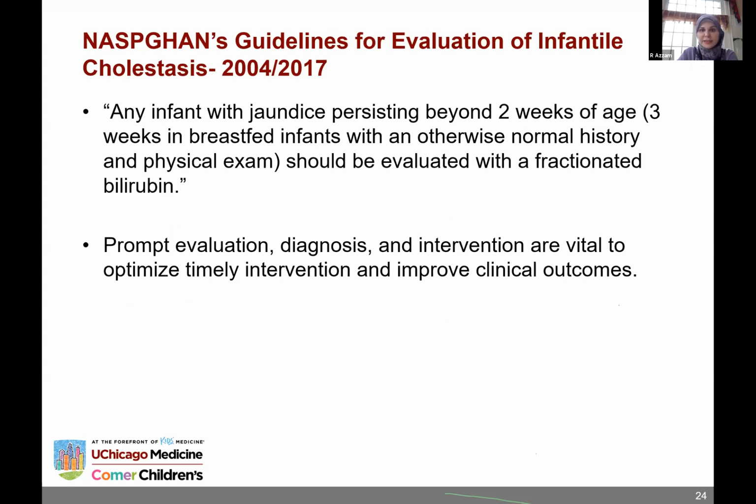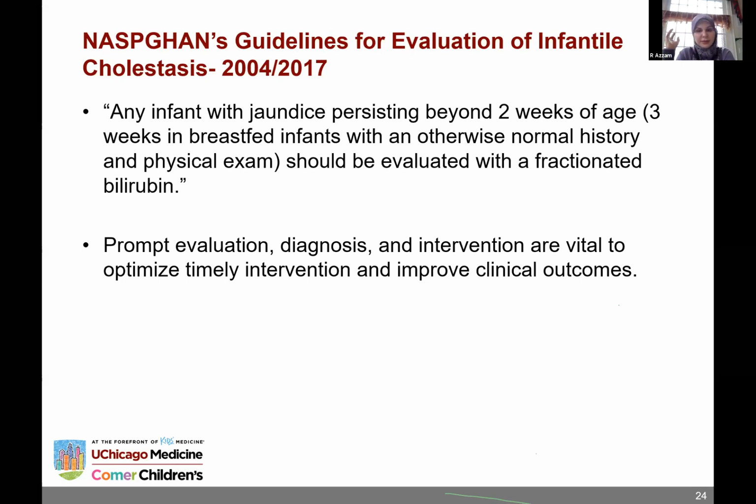We have guidelines to guide us towards evaluating infants with jaundice. The guidelines were presented by the North American Society of Pediatric Gastroenterology, Hepatology, and Nutrition back in 2004, and they were updated about 3 to 4 years ago in 2017, and they state exactly these words. Any infant with jaundice persisting beyond 2 weeks of age, or 3 weeks in breastfed infants, with an otherwise normal history and physical exam, should be evaluated with a fractionated bilirubin. So it's not enough to look at them and say they are jaundiced, or to get their total bilirubin level. You always have to fractionate it starting at the age of 2 weeks. And to tell you the truth, I don't see them at 2 weeks, but if I get to see them at 2 weeks, I wouldn't trust the family bringing the baby back a week later.